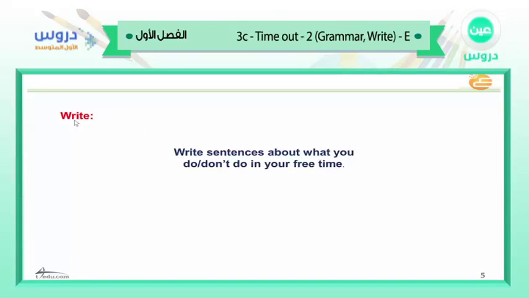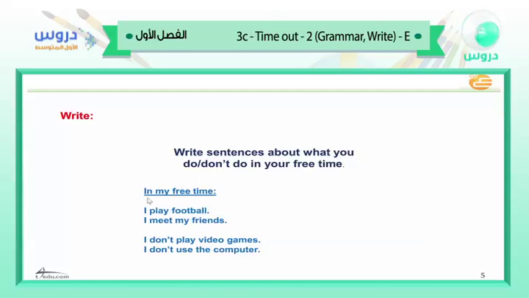Right. Now let's go to write. Write sentences about what you do or don't do in your free time. What do you do in your free time? What don't you do in your free time? What do you think? Can you do it? Very nice. Okay, I'll give you some examples. I want you to write as many sentences as you can. 5 with do, 5 with don't, maybe 10 with do, 10 with don't, as many as you can, okay?